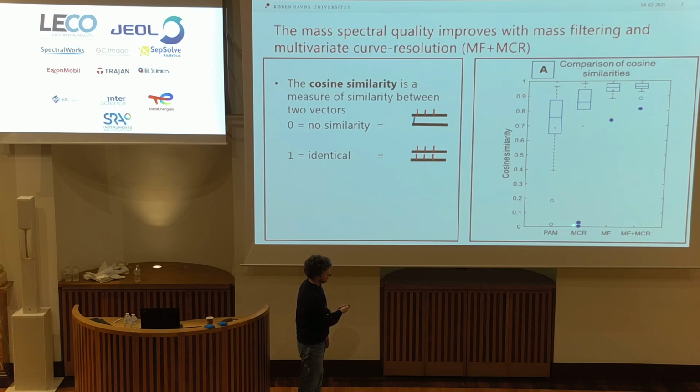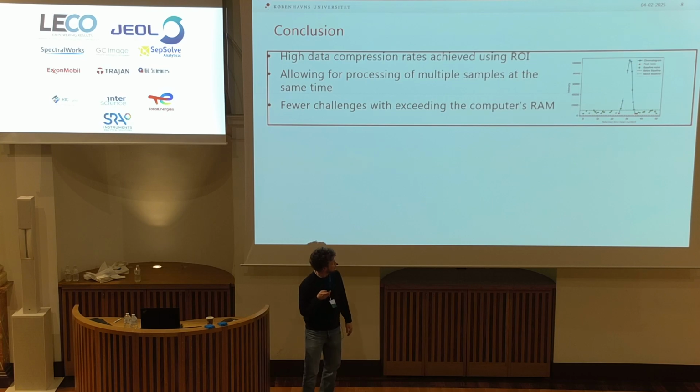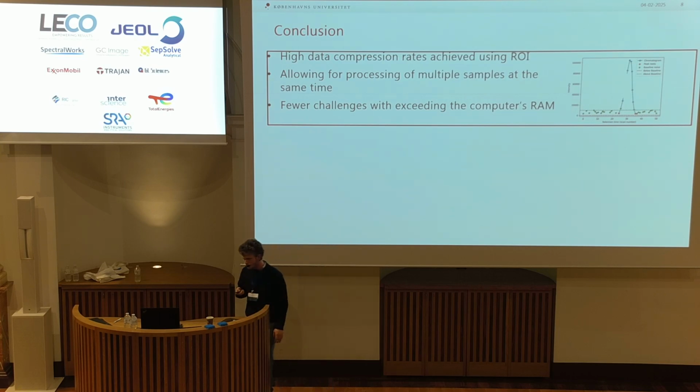Then we do multivariate curve resolution, which is a curve resolution technique. We go higher. And then when we do mass filtering, which I showed you before, we go even higher. And when we do these two combined, we get the lowest spread. So here we are really able to extract compounds or mass spectra that are really similar to a reference spectrum.